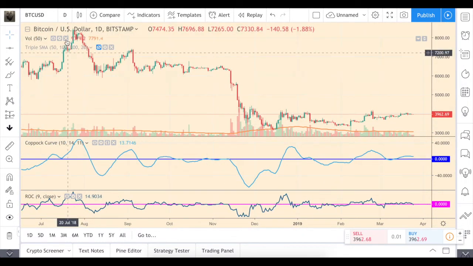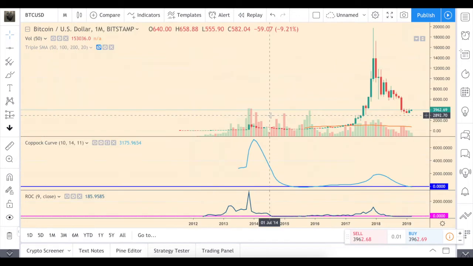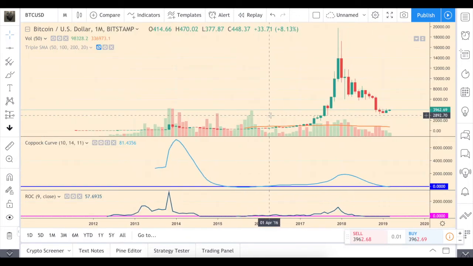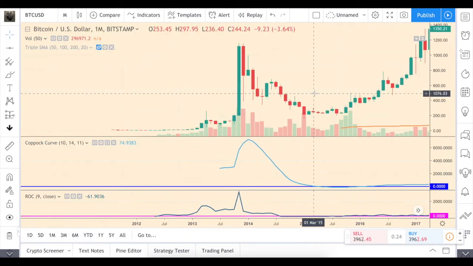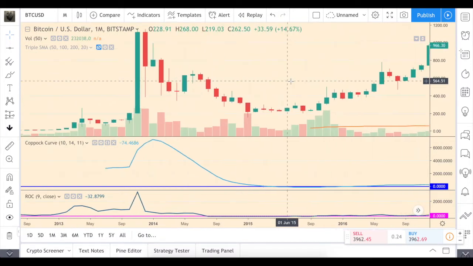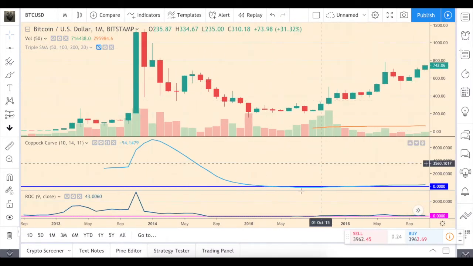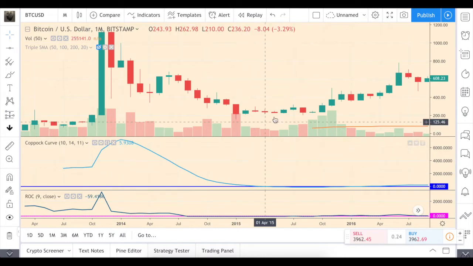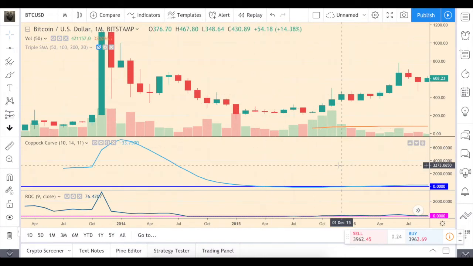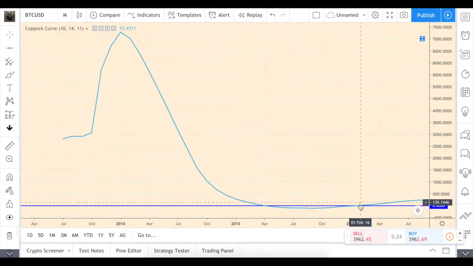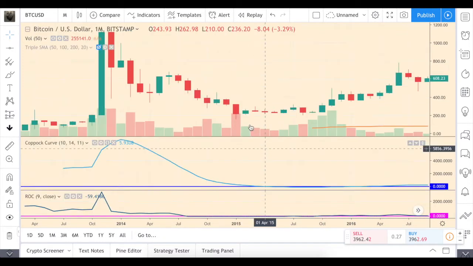So we would like to change the settings in a way that will better represent the dynamics of Bitcoin. Again, let's switch to the monthly chart, because the settings we mentioned were used on the monthly time frame. Let's look at the previous bottom around 2014, 2015, and see how the indicators behaved in this area. Let's look at the Coppock curve. We have an intersection of the Coppock curve and the zero line at around February 2016, so about 1 year after the real bottom of the price.